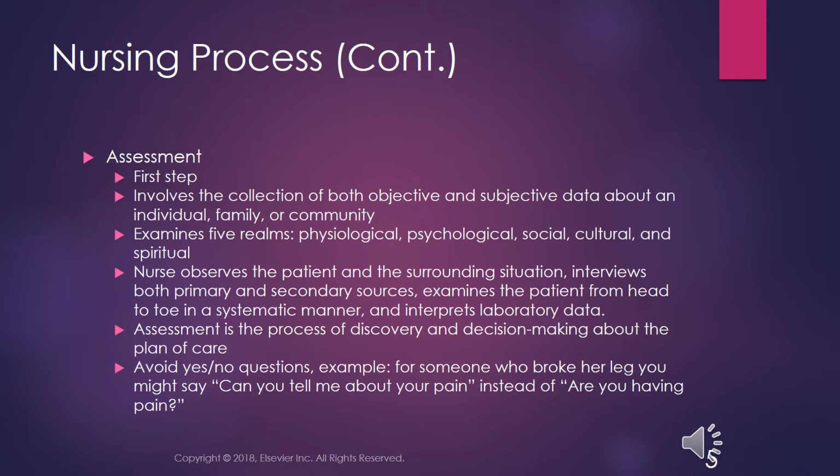So you'll need to know the difference in subjective and objective data and what type of things go into each category. The 5 realms you will consider during your assessment are the physiological. This is the one we think of the most when we think of assessment because that's the assessment of the body from head to toe. You're going to also assess the psychological, which involves assessment that's more mental in nature. You're going to assess social, that's family and friends, the atmosphere the patient lives in, their habits, both good and bad.